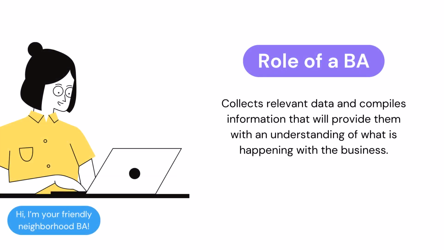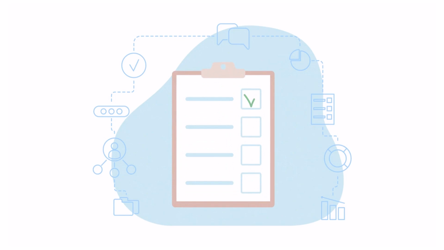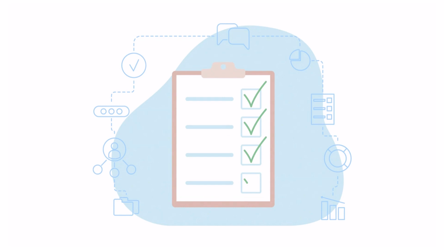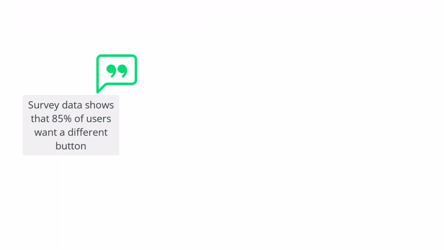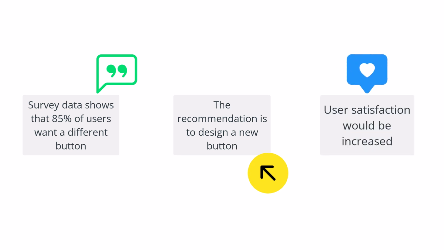Business analysts may collect relevant data and compile information that will provide them with an understanding of what is happening with the business. A business analyst working in the tech industry, for example, might document the requirements of a new feature such as a like button on a website application and propose a redesign to their IT team of developers. The analyst may also work to ensure the effectiveness of the redesign by surveying customers. They can use the survey results in order to assess the level of effectiveness and make the appropriate recommendations to the IT team based on that customer feedback.